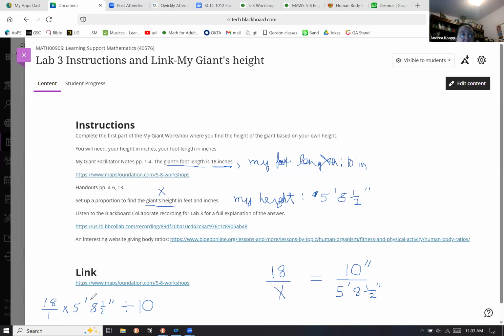So the abbreviation for feet is just this little slash. So we've got 5 feet, 8.5 inches. So let's pull this out and turn that all into inches. So we have 5 feet, but there's 12 inches in every one of those feet. So how many total inches would that be?